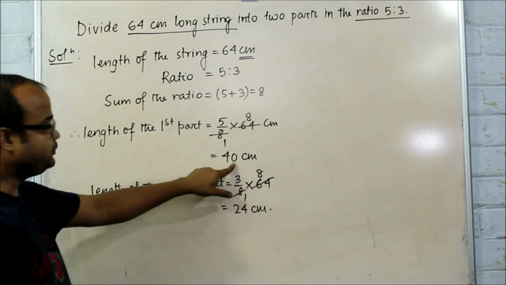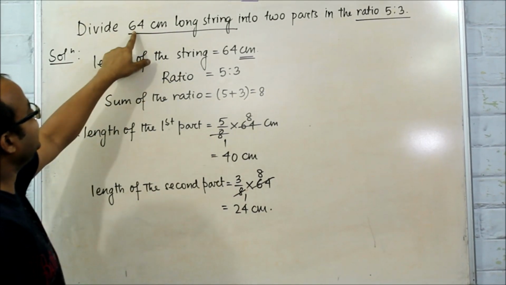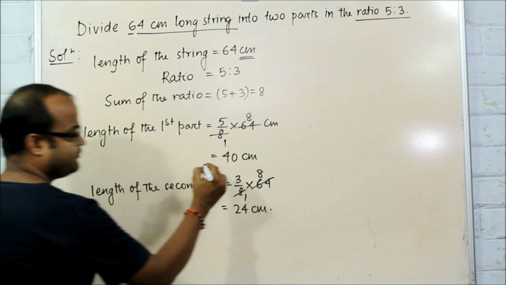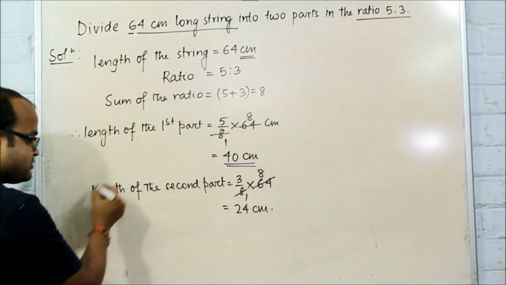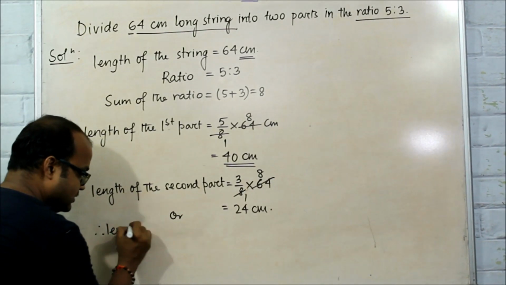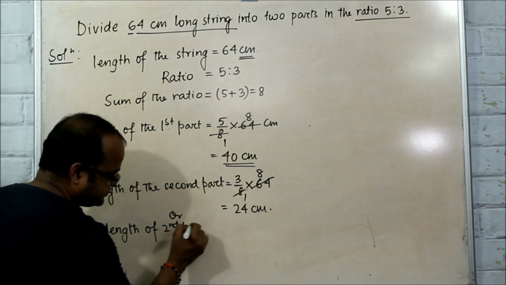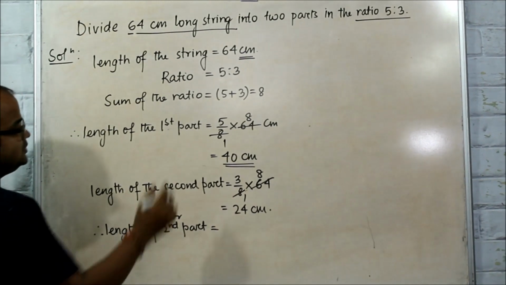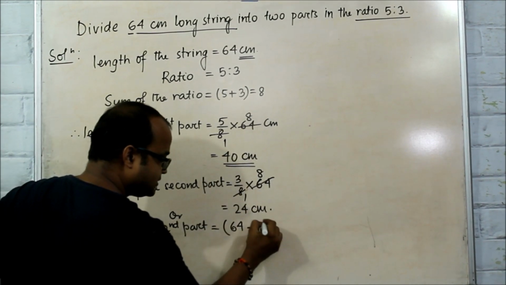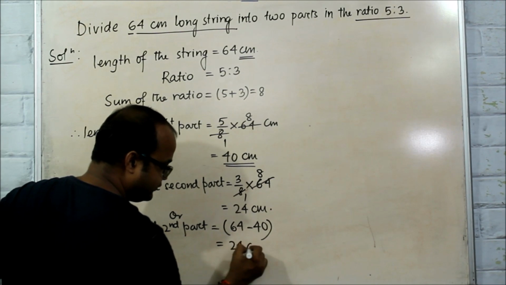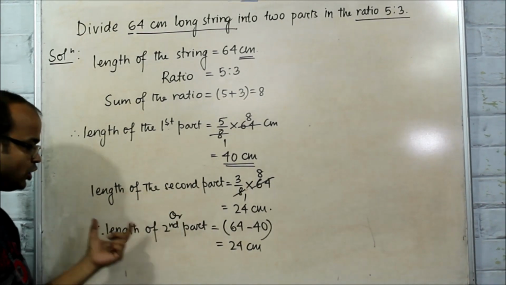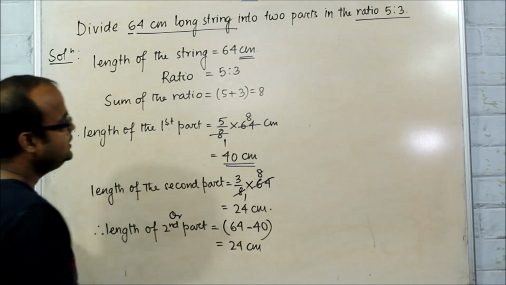Now, once you get the first part, suppose here the first part is 40 centimeter, subtract it from the total length. Then also you can find out the second part. Understood? Therefore, length of second part is equal to, total length is 64, length of the first part is 40, so 64 minus 40 is equal to 24 centimeter. So for the second part, either you can take this method or you can subtract it. Clear?